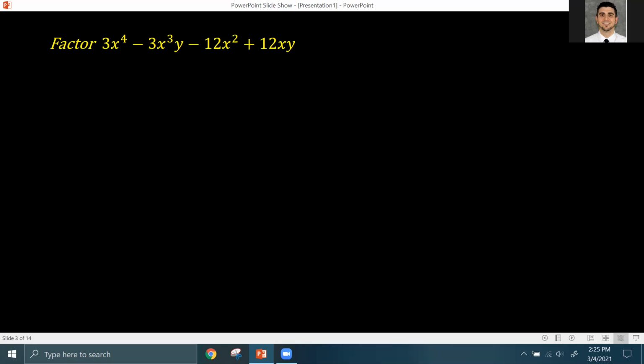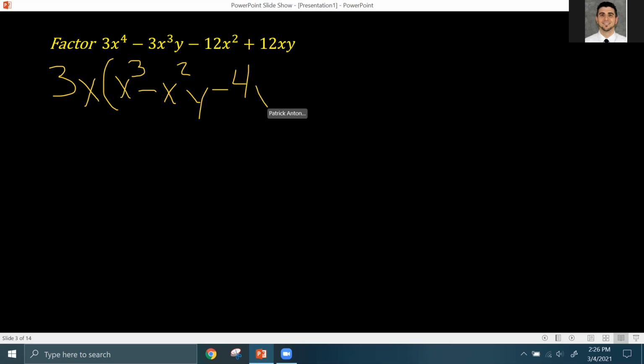The first thing you always want to do is look to see if there is a GCF, a greatest common factor, among all of the terms. So if you look here, each of these terms contains a factor of x and a factor of 3. So we would start by factoring out a 3x. If you take out a 3x, in parentheses, you would have x to the third minus x squared y minus 4x plus 4y.